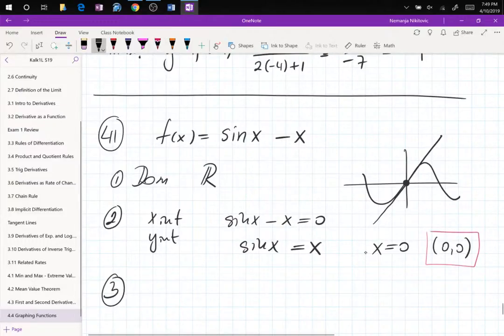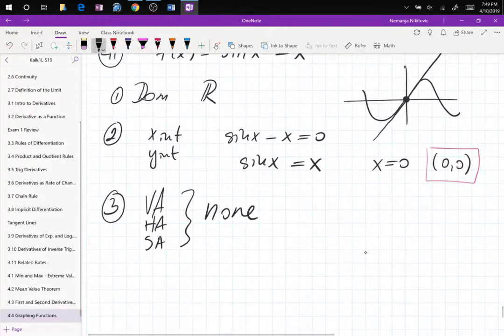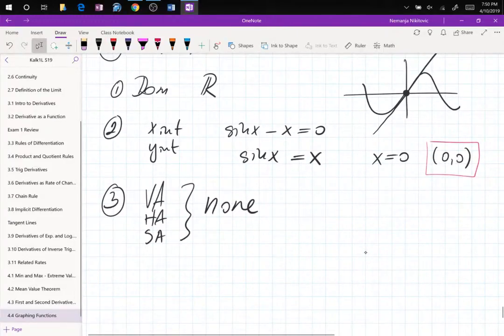Number 3, vertical asymptotes: none. Sine function, cosine function, and polynomials do not have any asymptotes.